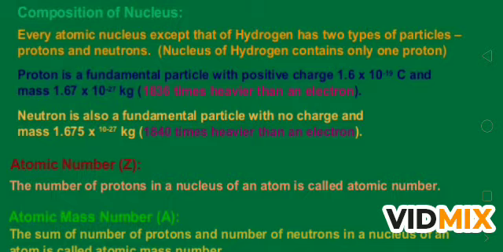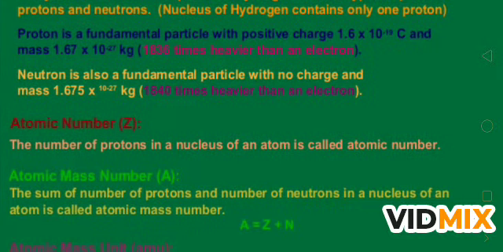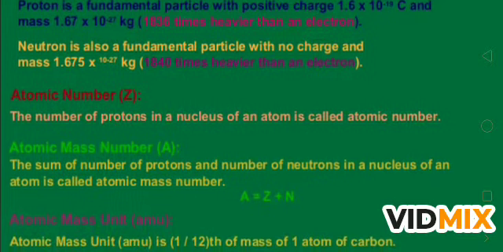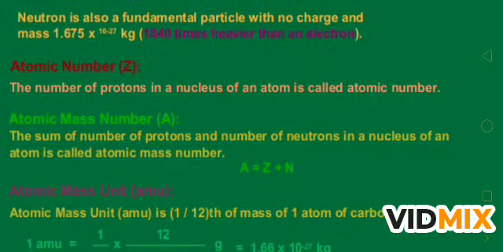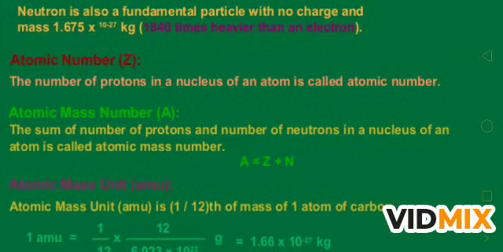The neutron was discovered by Chadwick, and the atomic number of the atom is denoted by Z. So the number of protons in the nucleus of an atom is called the atomic number. That is the same as the atomic number. Atomic mass number is denoted by capital A. The sum of the number of protons and neutrons in the nucleus of an atom is called the atomic mass number, denoted by A, and it is equal to Z plus N. N is the number of neutrons, Z is the number of protons, and A is the atomic mass number.